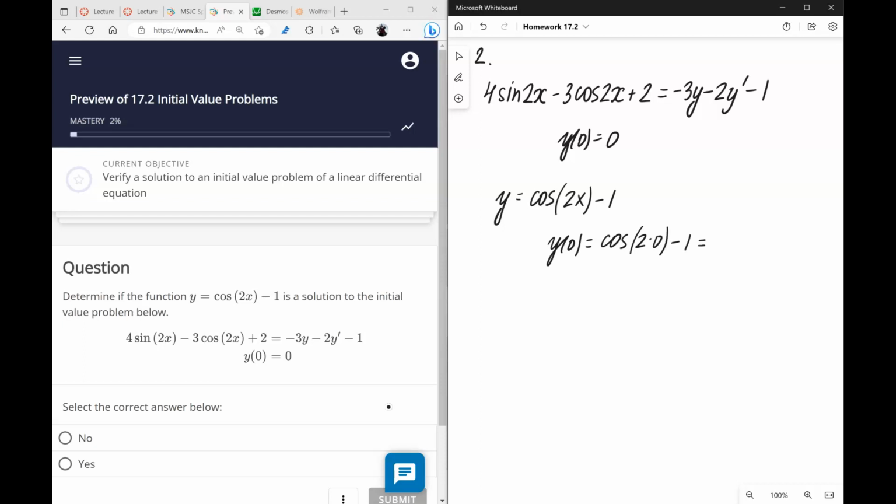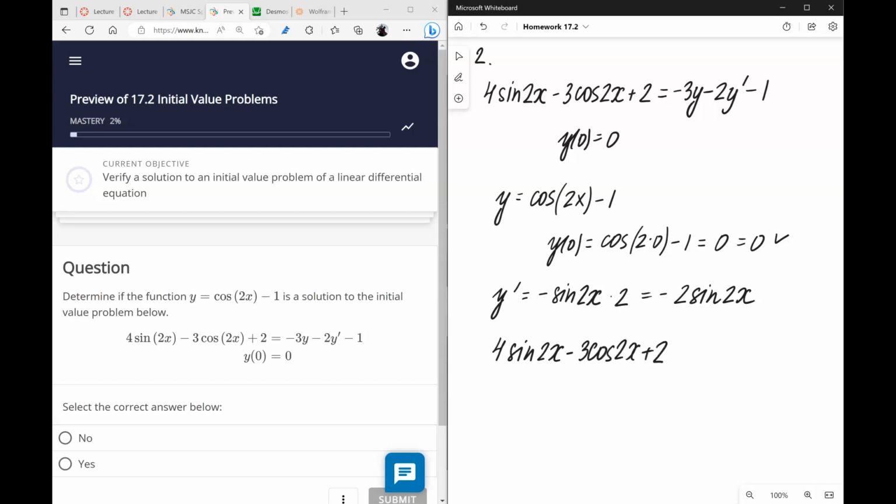Cosine of 0 is 1, 1 minus 1 is 0, so 0 is equal to 0, so that's good. And it also has to satisfy the differential equation. So to check that, I'm going to find y prime, so y prime will be equal to negative sine 2x times 2, which can be rewritten like this. And now I'm going to plug in y and y prime into the original problem. So first I'm going to write the left hand side. So we have 4 sine 2x minus 3 cosine 2x plus 2.